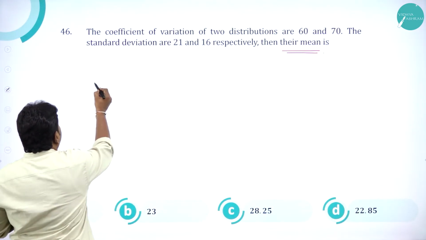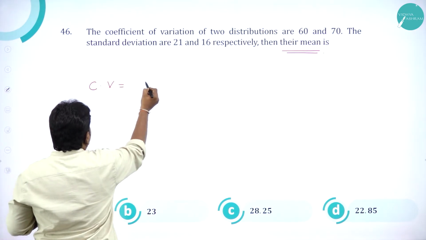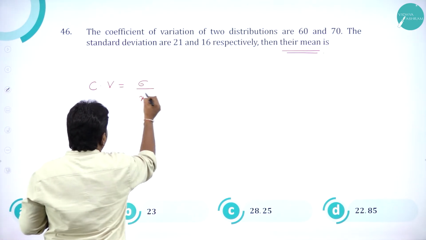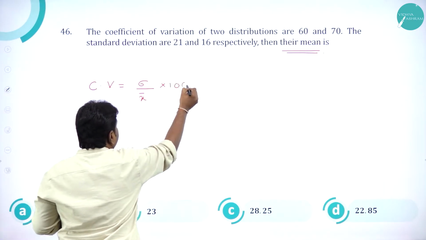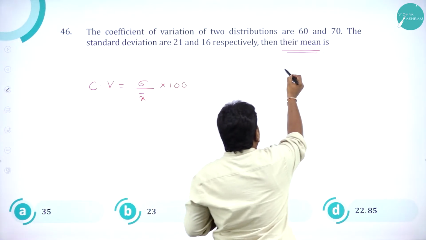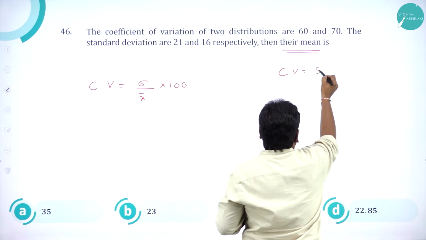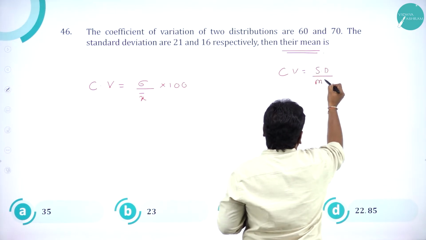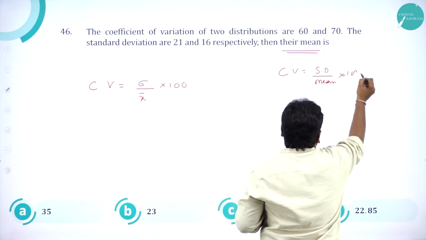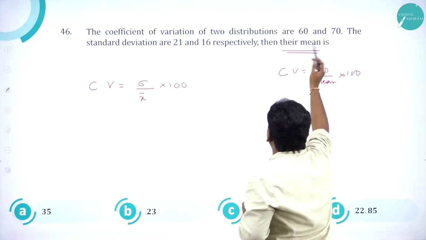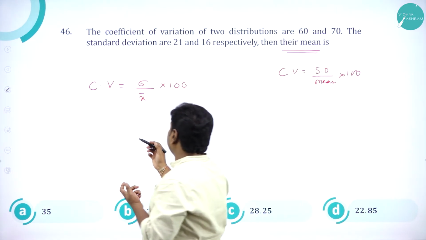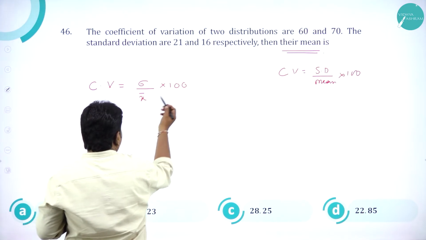So, what is the standard coefficient of variation formula? CV is equal to sigma by x bar into 100. In words, coefficient of variation is equal to standard deviation divided by mean into 100. It is a direct question. Two cases they give and they want the mean. So first I will find the mean for the first case, using the same formula.